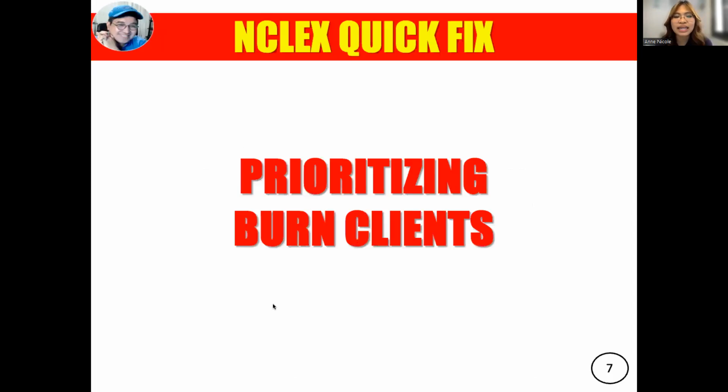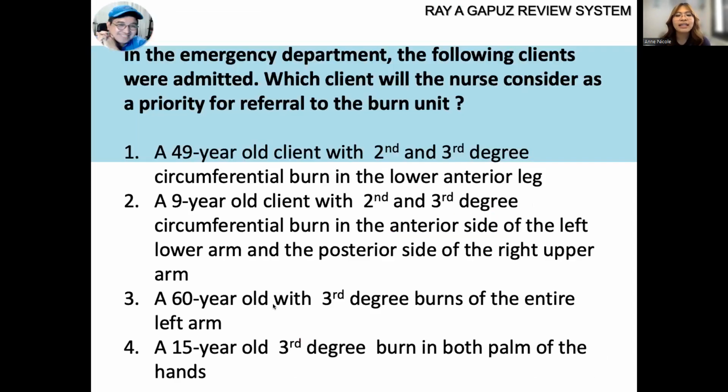So, prioritization of burn clients. In the emergency department, the following clients were admitted. Which client will the nurse consider as a priority for referral to the burn unit? Okay. So first, before we answer this one, let's look at some functional concepts.